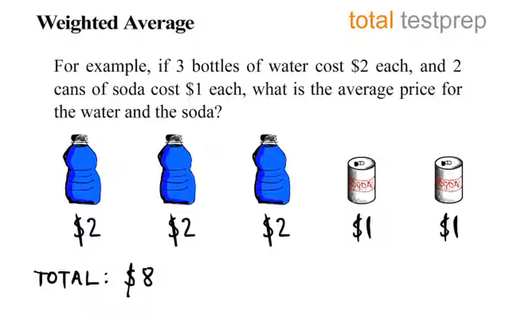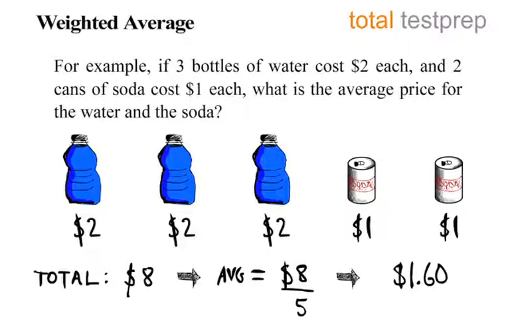The total that you pay if you buy 3 bottles of water and 2 cans of soda is $8 because you're going to pay $6 for the water and $2 for the soda. The average, therefore, is going to be $8 divided by 5 because there are 5 drinks that are bought. And $8 divided by 5 is $1.60. Therefore, the average is $1.60. This is a weighted average because the water weighs more. There's more bottles of water. This is one way to think about it.